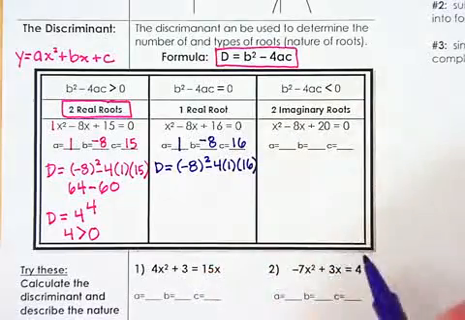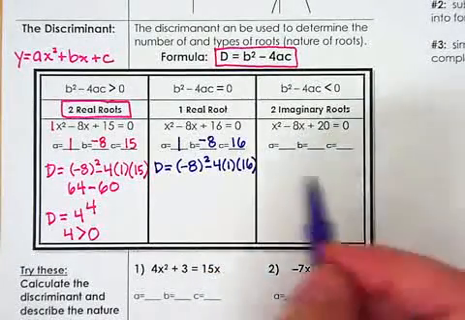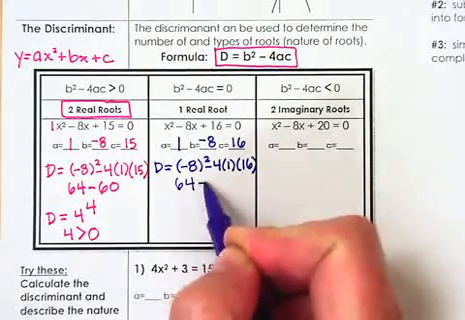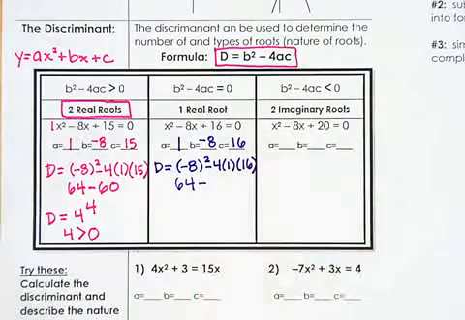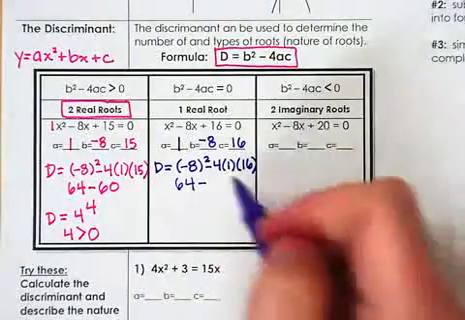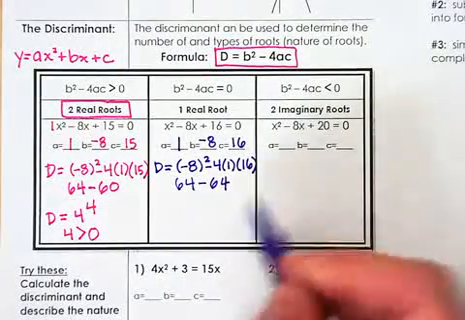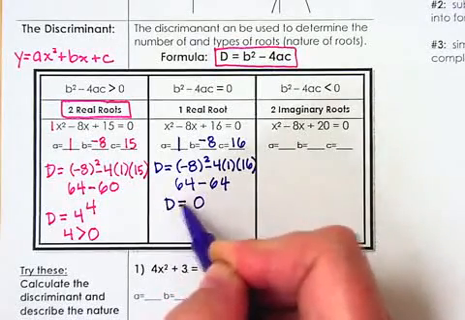So we go ahead and simplify this. Negative 8 times negative 8 is positive 64. And then I have the minus in there, and 4 times 1 times 16 is also 64. And 64 minus 64 equals 0. So d equals 0.